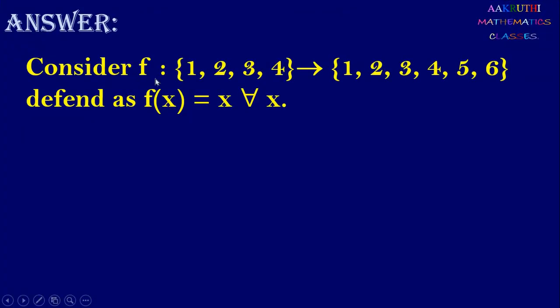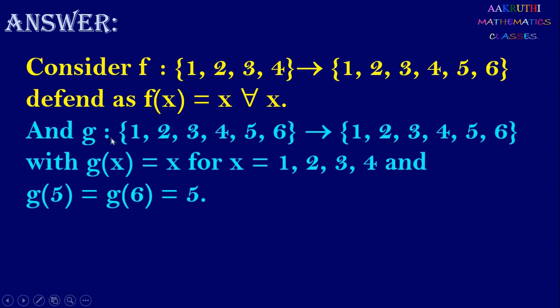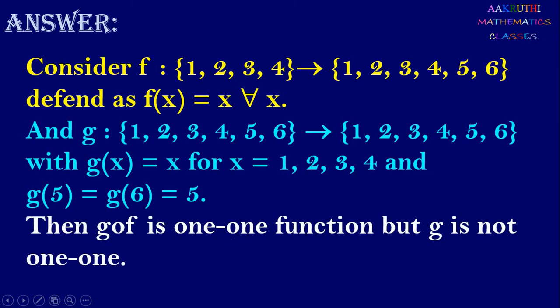Now here we consider f from {1,2,3,4} to {1,2,3,4,5,6} defined as f of x equal to x for all x, and g from {1,2,3,4,5,6} to {1,2,3,4,5,6} with g of x equal to x for x equal to 1 2 3 4 and g of 5 equal to g of 6 equal to 5. Now here g composite f is a 1-1 function but g is not a 1-1 function. So here f is a 1-1 function but g is not. So therefore if g composite f is a 1-1 function, g may not be a 1-1 function.